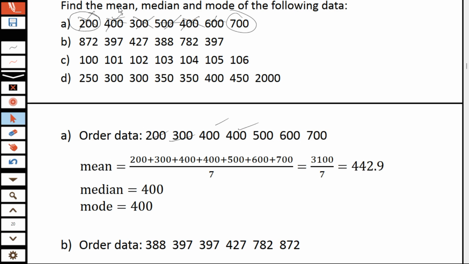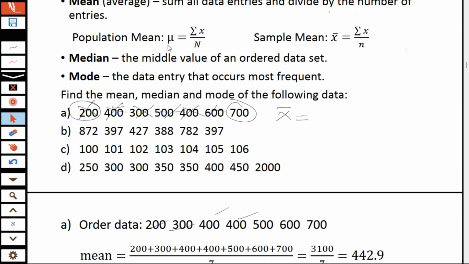For the mean, we learn from our formula that our mean is equal to x bar. We are not using the population mean because this is just a sample. All the raw data that you see here are samples, so you are using the sample mean. In fact, there is a difference between the population mean and the sample mean. They are not the same.